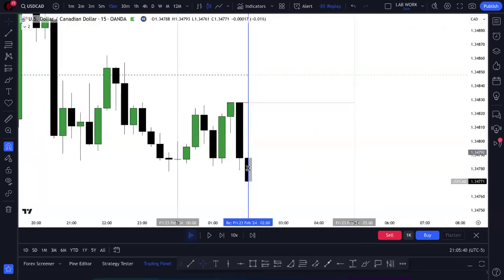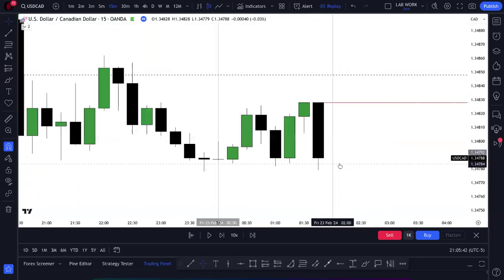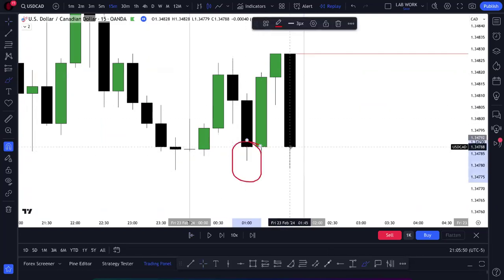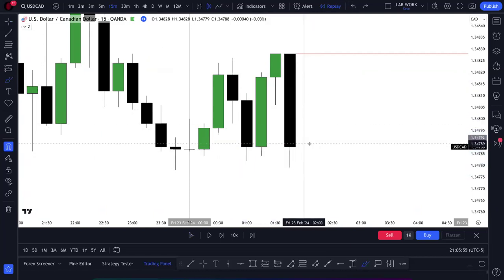So notice here, right here. So this swing low is already taken out. This one here, 1, 2, 3. We can't take this one here, guys. We can't take it. Why? Because this candle breaks it already. We can't take it. So we have to wait.